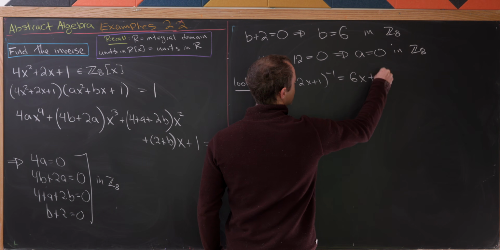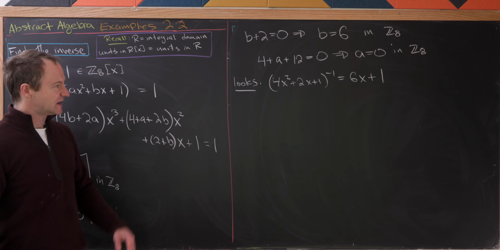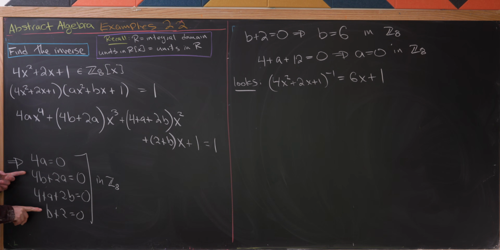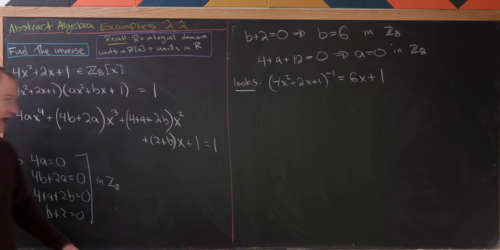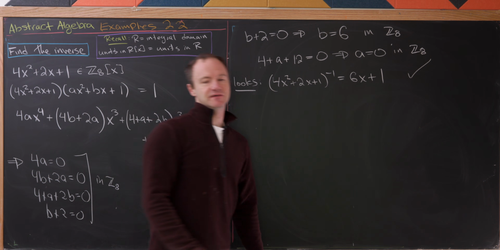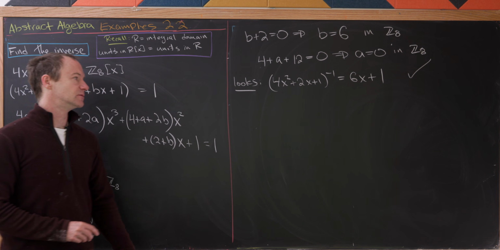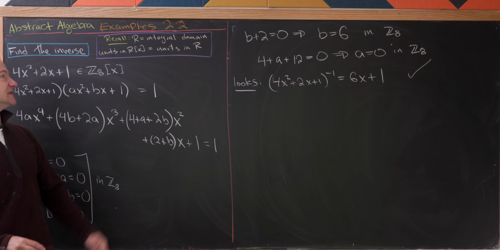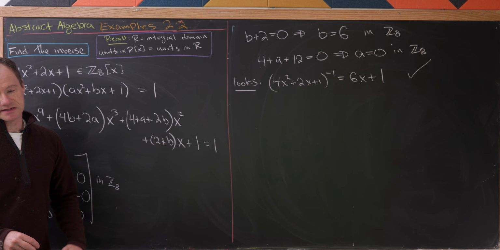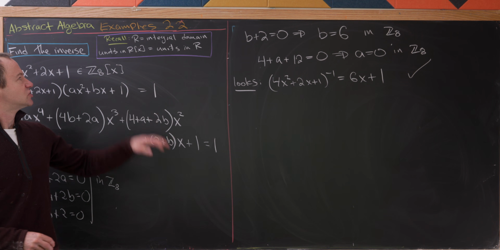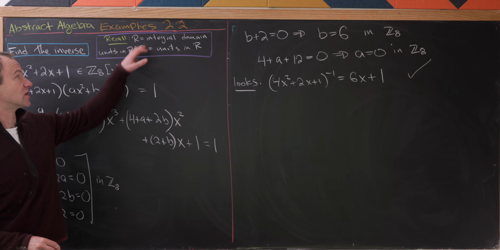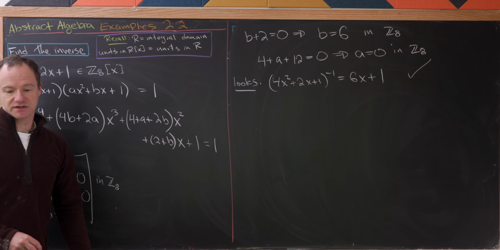So it looks like we have the inverse, and the inverse of 4x squared plus 2x plus 1 is equal to 6x plus 1. Of course, we would need to check that, because we only used 2 of these equations. We would have to check that the other 2 of these equations are satisfied. But I think you'll see that the other 2 are satisfied, making this whole product satisfied. I didn't write out the rest of the details, but we talked through what you would need to do. So there, we found an inverse inside of Z8 adjoin x which is not inside of the ground ring Z8, showing that you really do need R to be an integral domain for this result to hold.